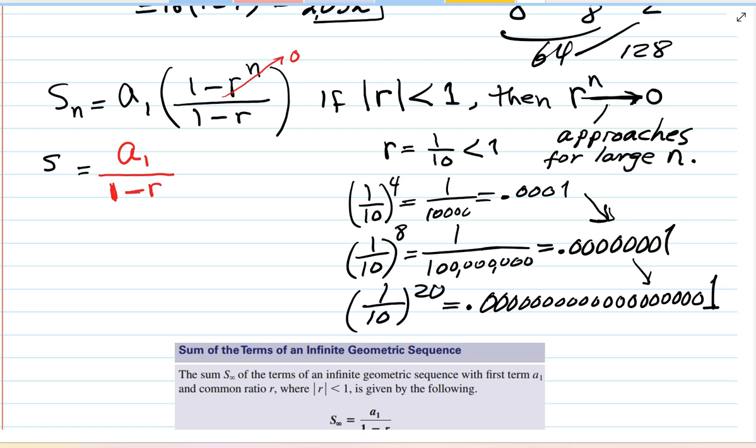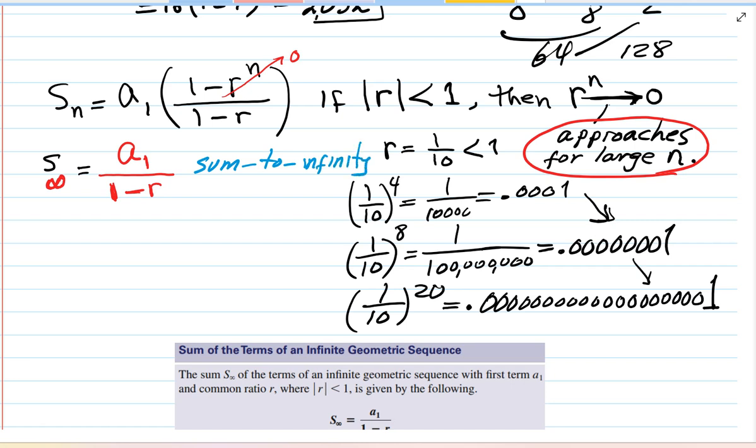Because we said n gets very large, right? r to the n approaches 0. How large is large? Well, we're going to go for the top. We're going to call it infinity. How large? Infinite. So this definitely r to the n is going to approach 0, and what we are looking at here is called the sum to infinity.